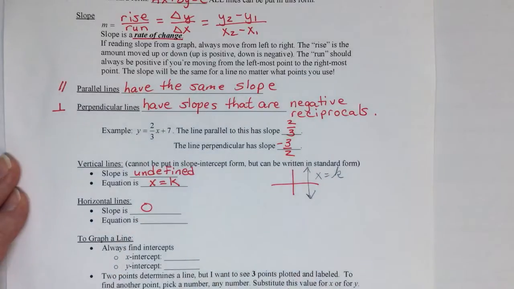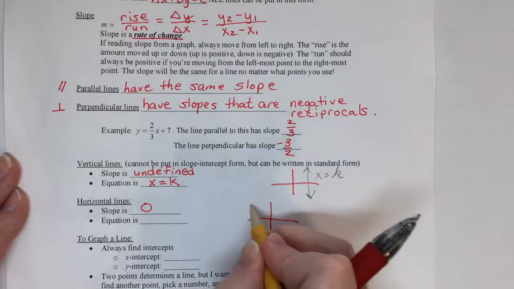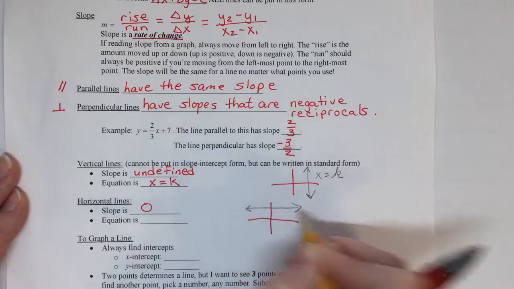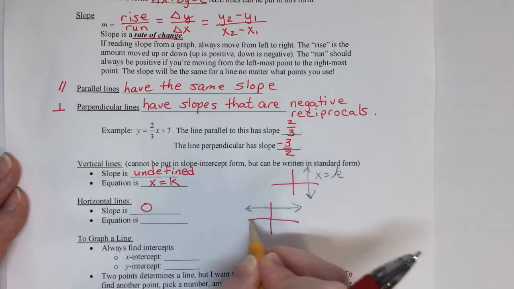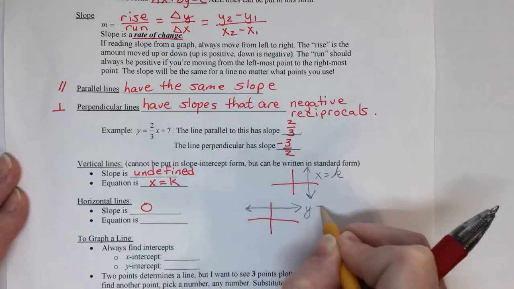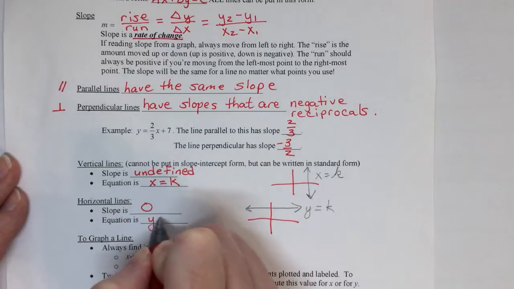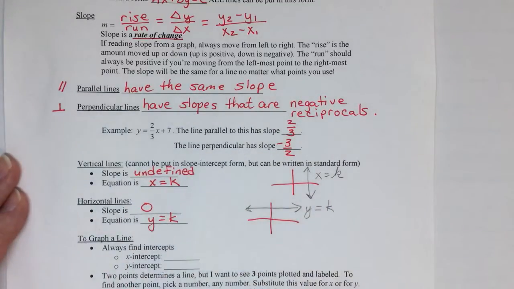Horizontal lines, the slope is 0. With a horizontal line, x could be any number, but y remains fixed. So here for a horizontal line, your equation will be y equals some number.